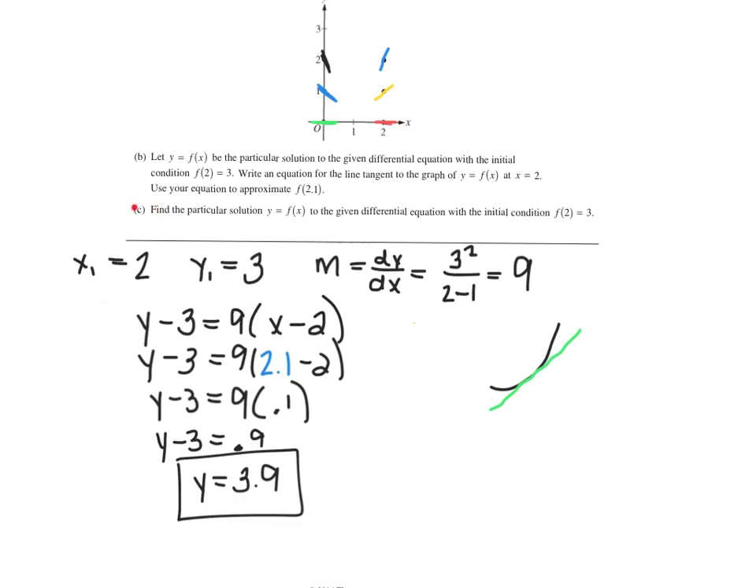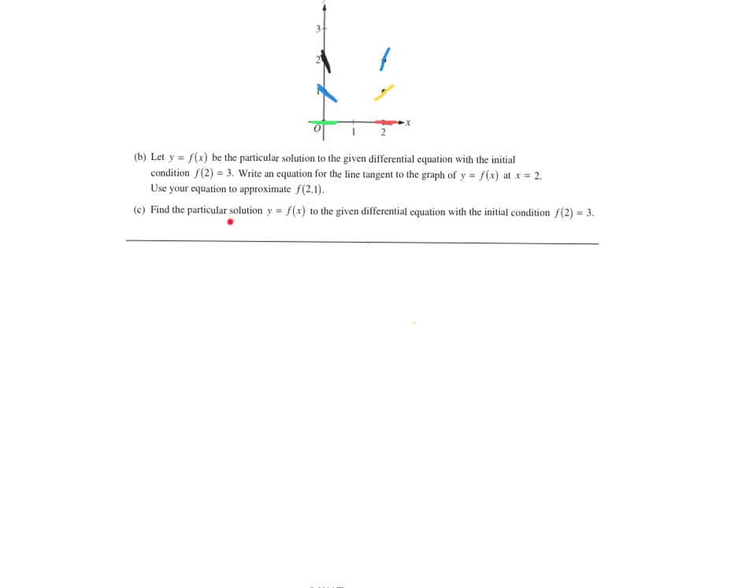Just a heads up, this question literally involves no calculus work, just a knowledge that dy dx is the same as slope. And that was all the calculus that you had to do for that problem. Okay, question C. Find the particular solution y equals. Okay, that is important. It's saying find y equals to the given differential equation with the initial condition f of 2 equals 3. So we have our dy dx. That's what was given to us.